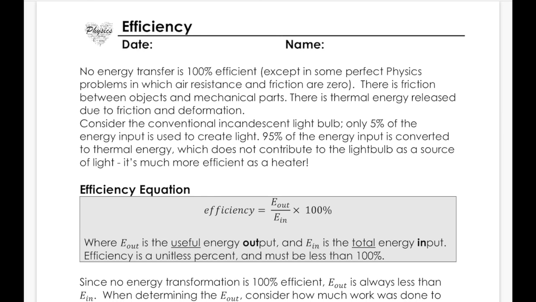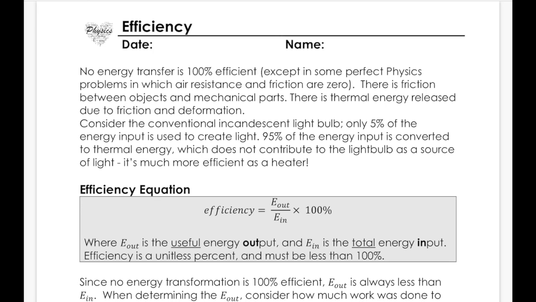Okay, so consider the conventional incandescent light bulb, which they don't really make many of now, and you'll see why. It's because they're very inefficient. Only 5% of the energy input is used to create the light. 95% of the energy input is converted into thermal energy, which does not contribute to the light bulb as a source of light. It's actually much more efficient as a heater, okay?